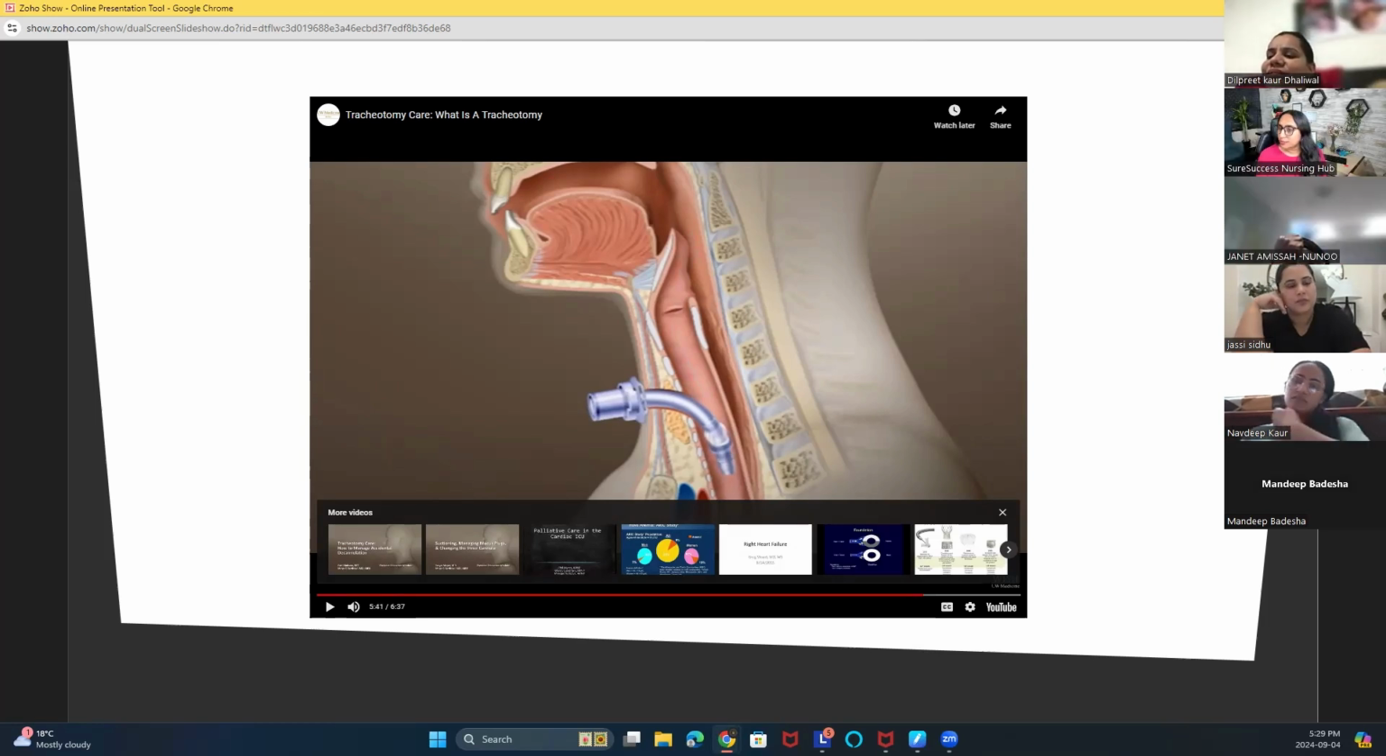Now, how can we deflate the balloon? Have you seen the urinary catheter? It is the same. There is the same port. We will inject the air inside it. In the urinary catheter, we inflate with water. So it is the same.